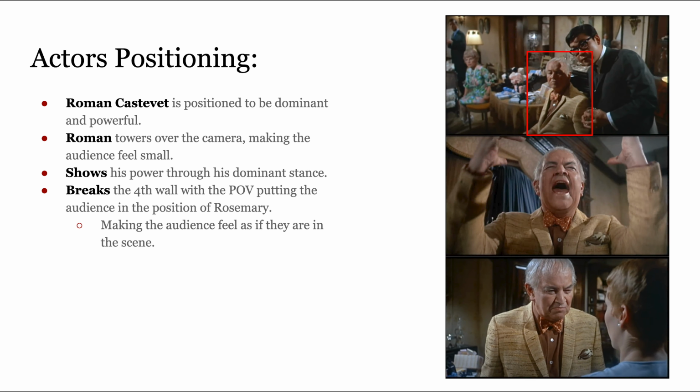In particular, Polanski uses mise-en-scène in the actor's positioning of Roman Castevet to make the audience feel tense, as he is positioned dominantly in both the first shot, where he is closer to the camera, creating a sense of intimidation, and secondly, in the close-up shot, where he is shot at a low-angled POV towering over the camera, making the audience feel immersed in the realism.